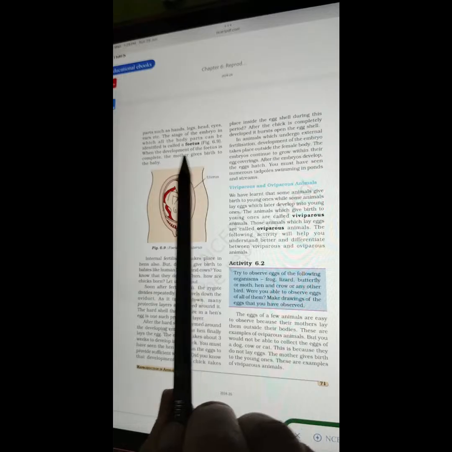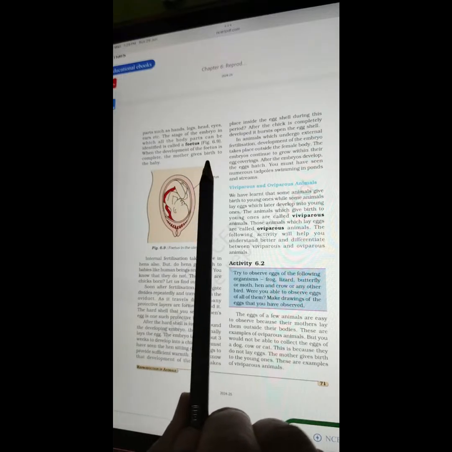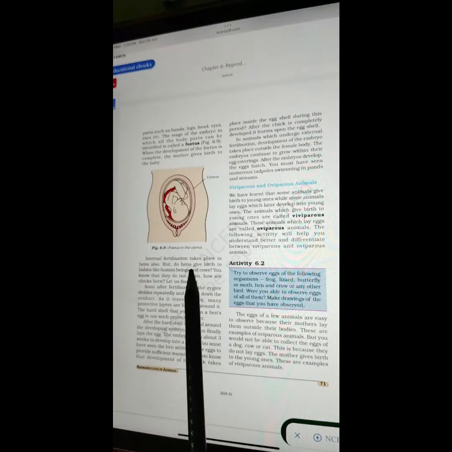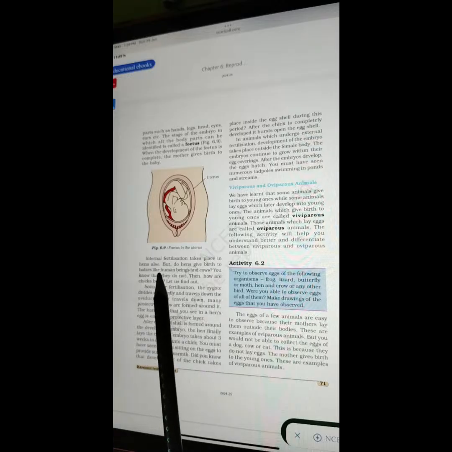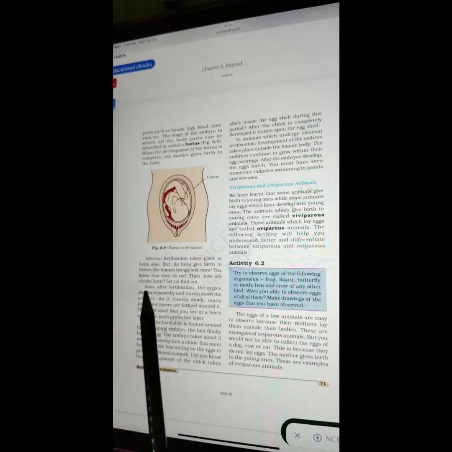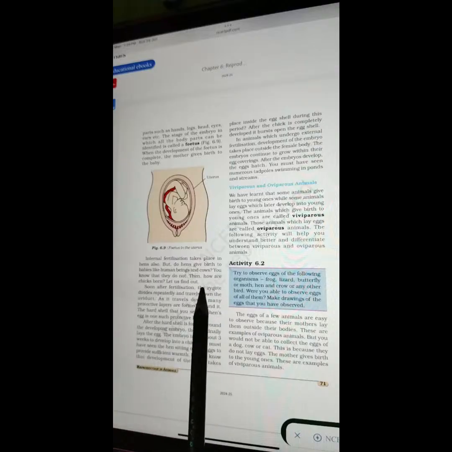When the development of the fetus is complete, the mother gives birth to the baby. Internal fertilization takes place in hens also, but do hens give birth to babies like human beings and cows? You know that they do not. Then how are chicks born? Let us find out.